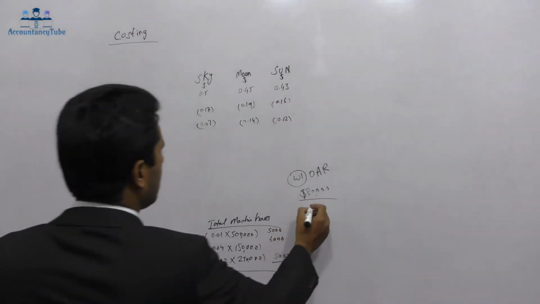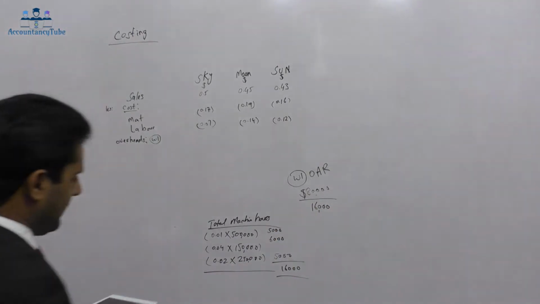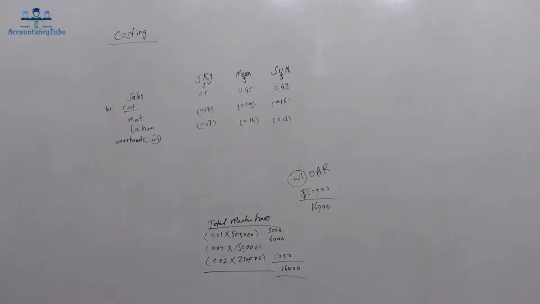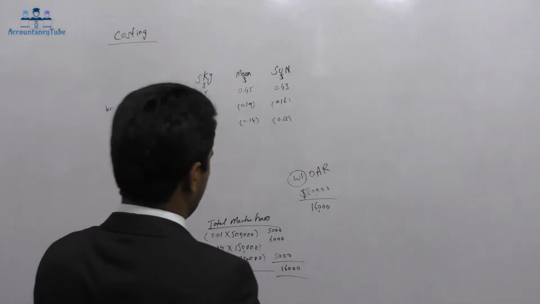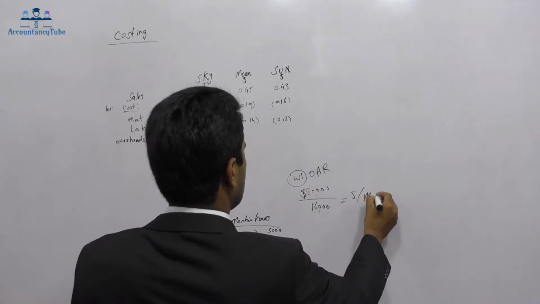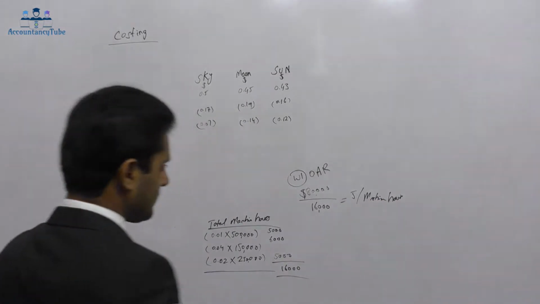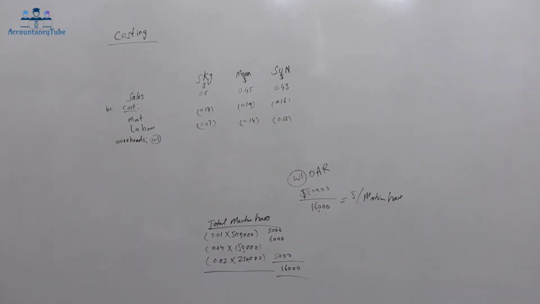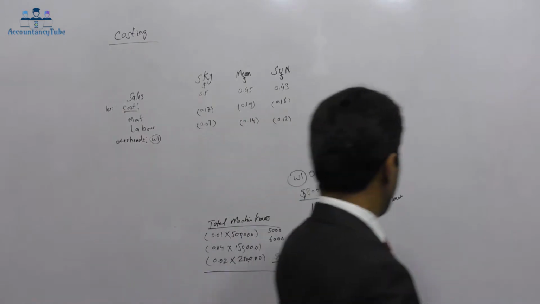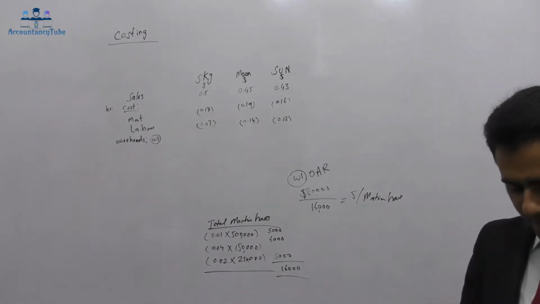So that's what we need to base this on. 80,000 divided by 16,000. So that is our overhead absorption rate. Let's calculate the overhead absorption rate, divided by 16,000. So the overhead absorption rate is 5 per machine hour. Excuse me for my writing. So it's 5 per machine hour, right?